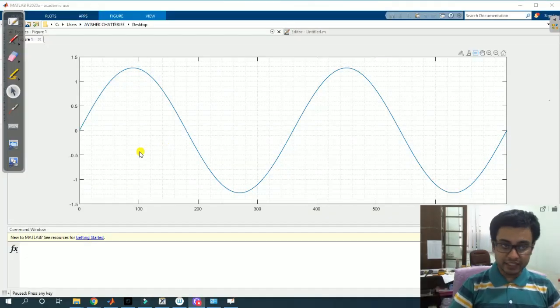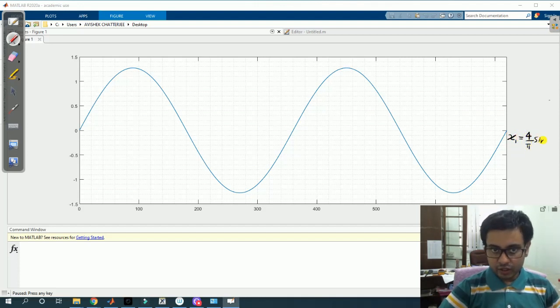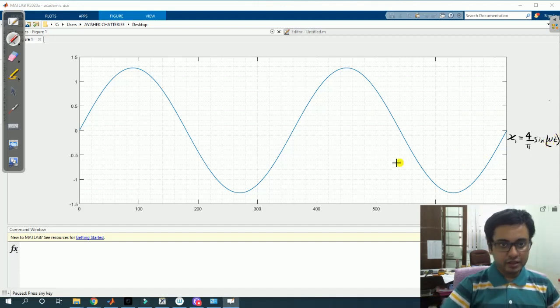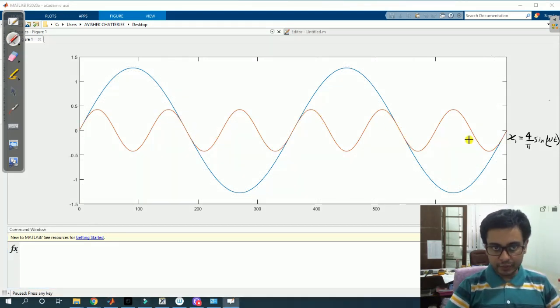Let us see if the mathematics is correct. This signal is a sine wave, call it x1 equal to 4 by pi sine omega t. Then this signal has a frequency 3 times that of the previous one and amplitude one third of the previous one. Call it x3 equal to 4 by 3 pi sine 3 omega t.